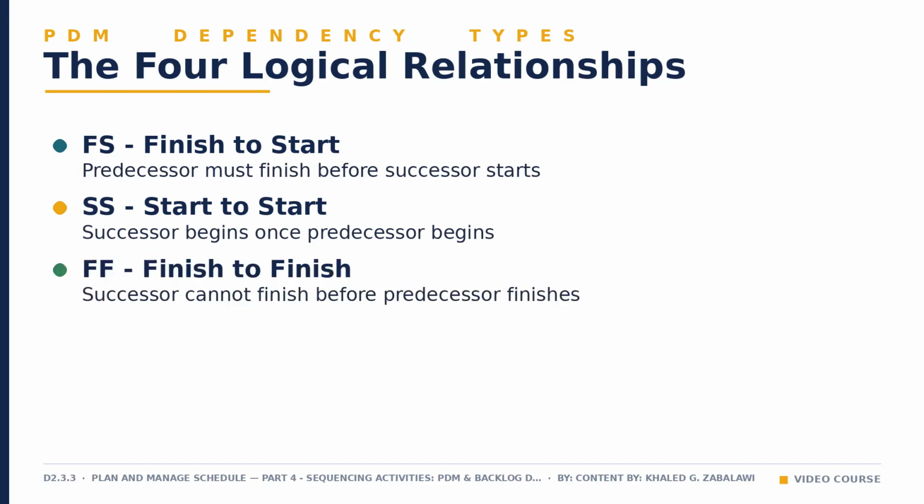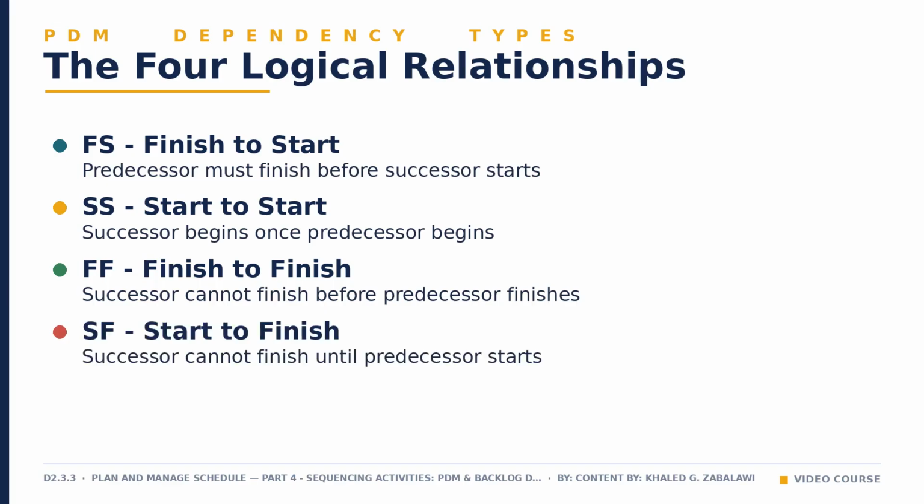Finish to finish means the successor cannot finish until the predecessor finishes, even though both may run in parallel for most of their duration. Picture 2 teams writing documentation and finalizing code. The manual cannot be finished until the code itself is finished, though both are worked on at the same time.